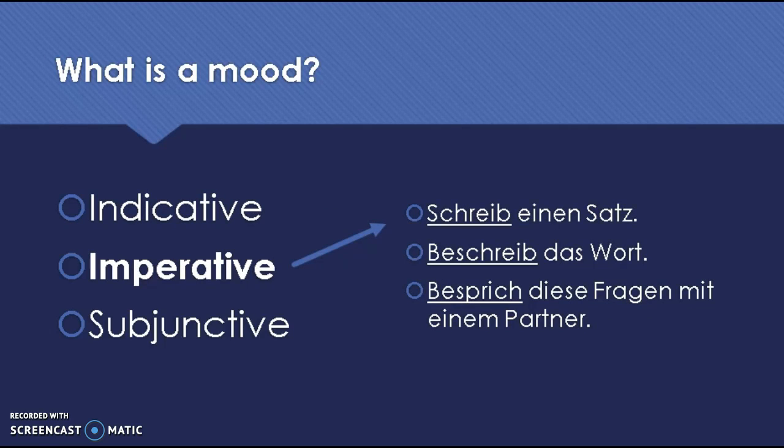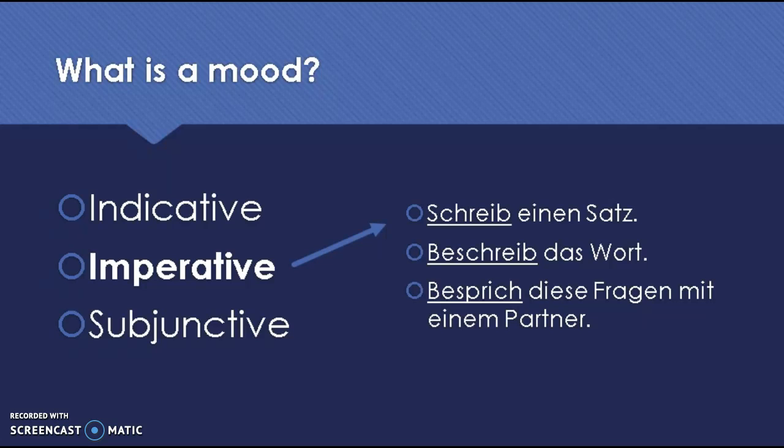Then we have imperative. A verb is in the imperative mood when it is expressing an order. For instance, schreib einen Satz, write a sentence. Beschreib das Wort, describe the word. Besprich diese Fragen mit einem Partner. Discuss these questions with a partner.